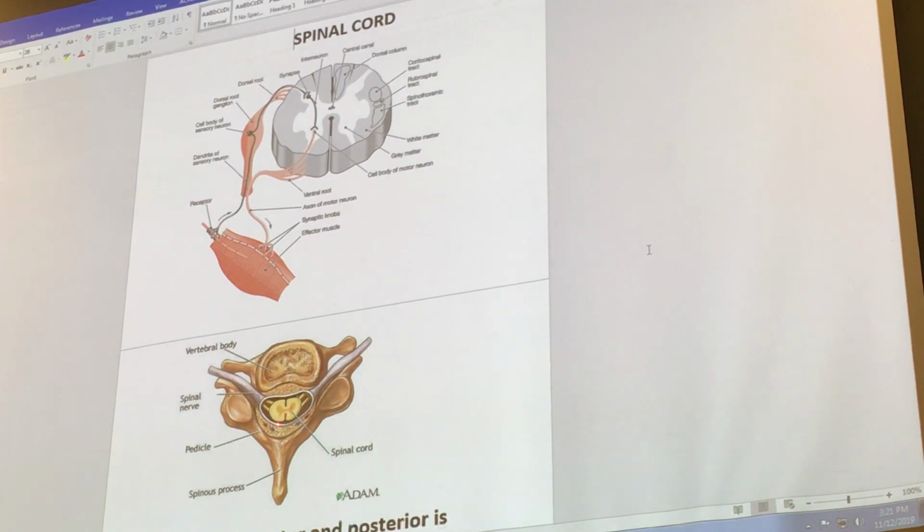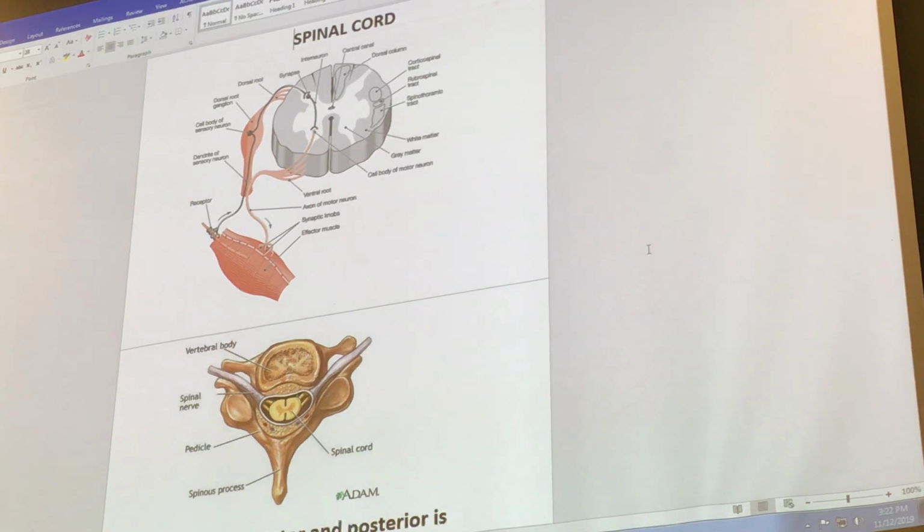The two roots, this being the posterior, because we recognize that this is a vertebra, and therefore the spinous process is on the posterior and the body's on the anterior. These two lines right here, these are the sensory incoming lines. These are afferent lines coming in. And these nerves going out are the efferent or motor nerves that are going somewhere.